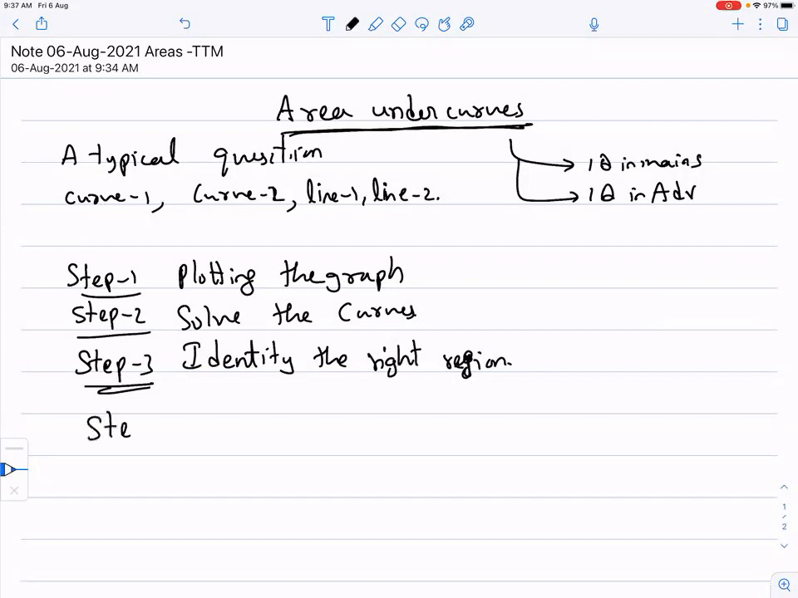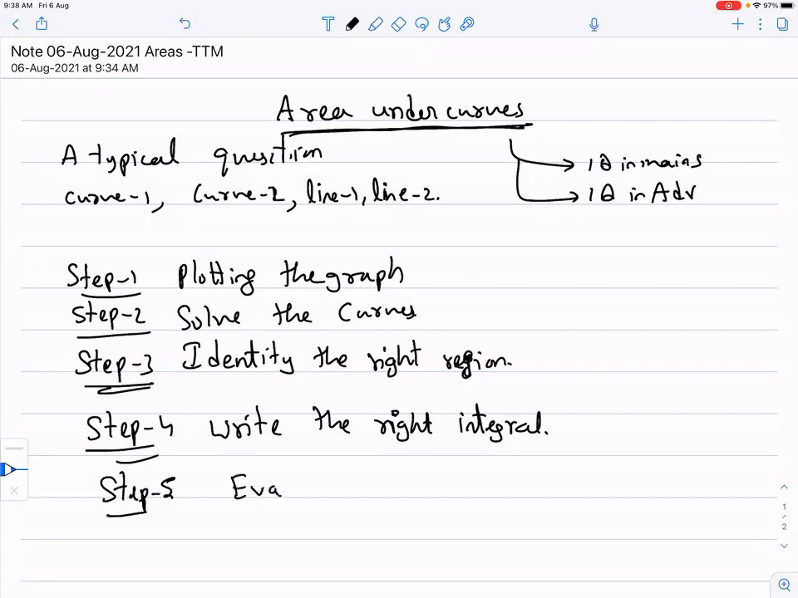Now step 4 is another important step: write the right integral. Step 5: evaluate the integral. These are the 5 steps involved, and out of these, the toughest are these 2.